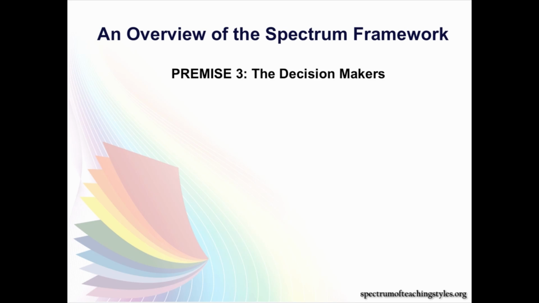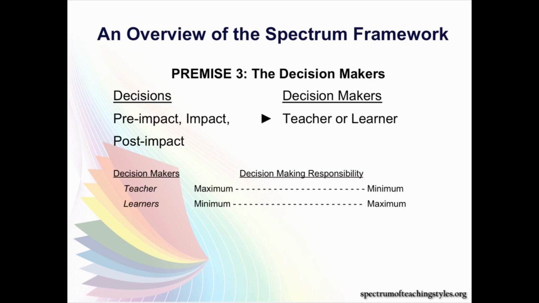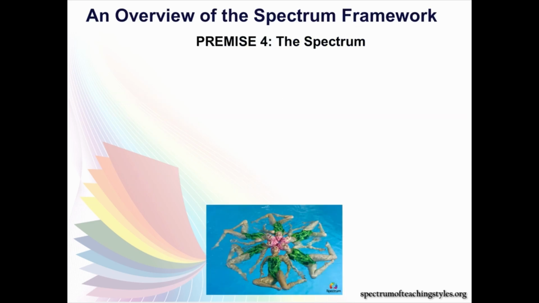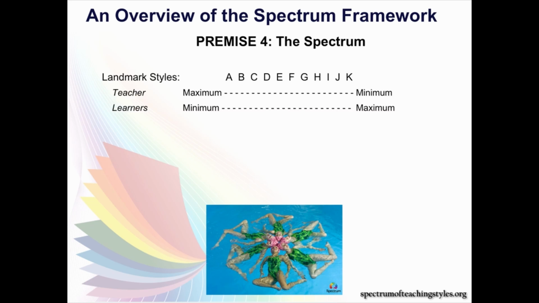Premise 3, the decision makers. Both the teacher and learner can make decisions in any of the decision categories delineating the anatomy of any style: the pre-impact, impact, and post-impact decision sets. Premise 4, the spectrum. The spectrum is comprised of 11 landmark teaching styles, style A through K.